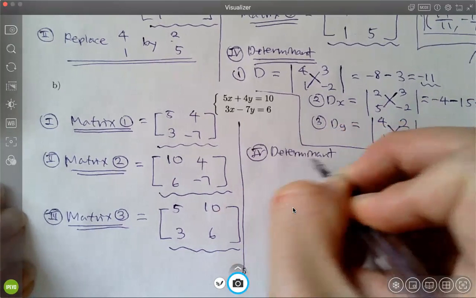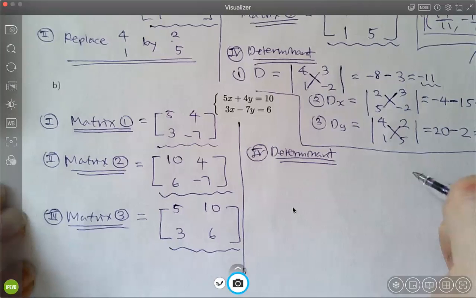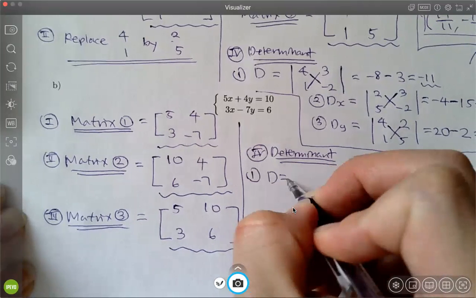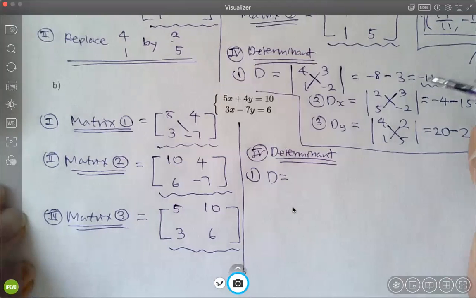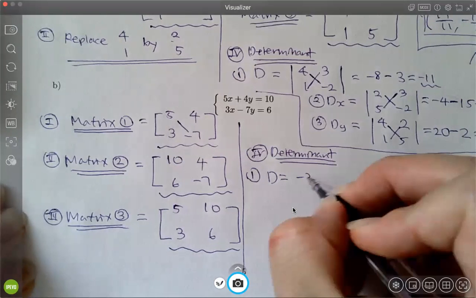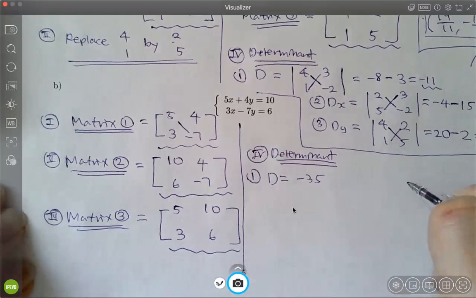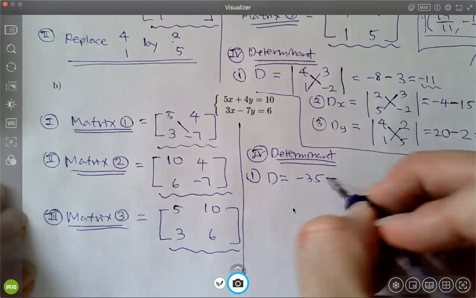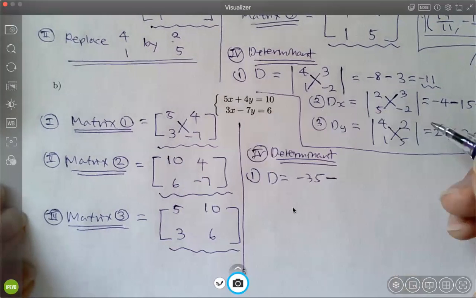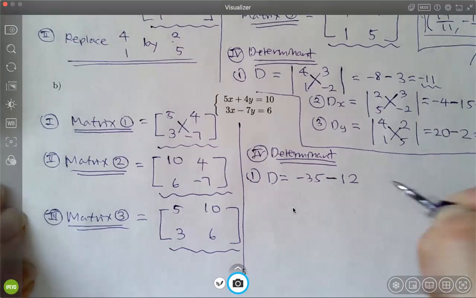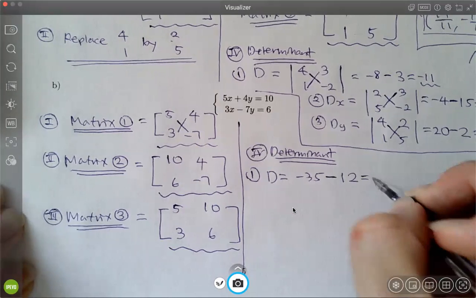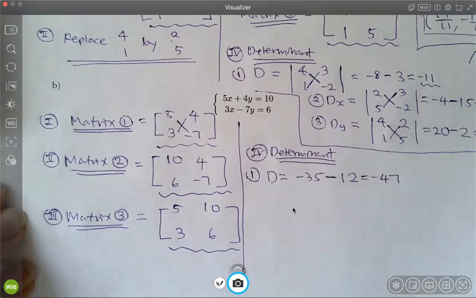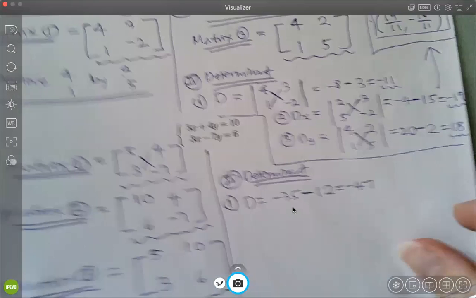The determinant of number 1, which is D. So what do you do here? 5 times negative 7, which is what? Negative 35, right? And then minus 4 times 3, which is just 12, right? So negative 35 minus 12. And what is that? Negative 47? Okay, negative 47.